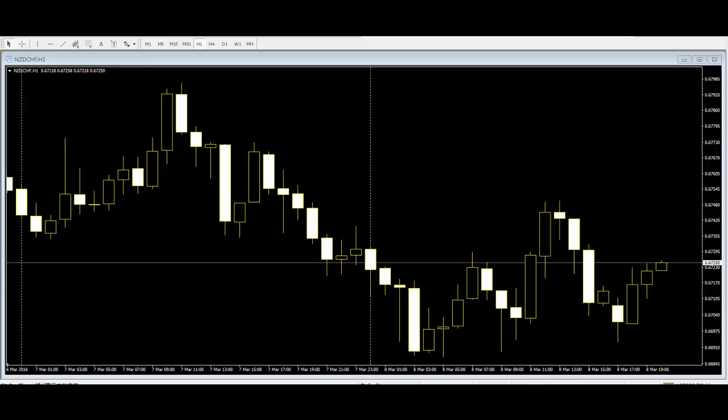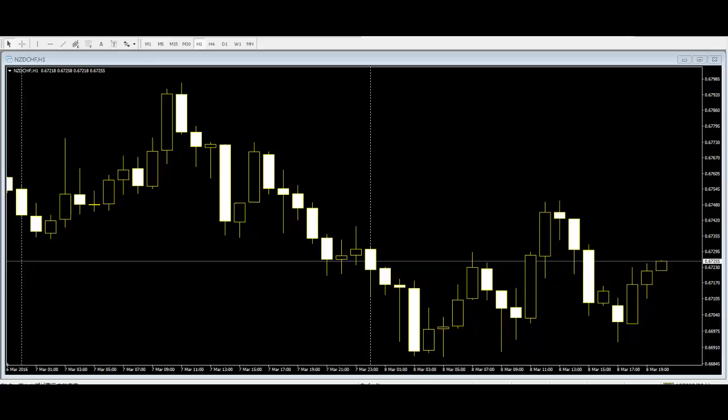The first one has to be a bullish candlestick and the second one has to be a bearish candlestick. The second candlestick has to open a little above the close price of the first candlestick, then it has to go all the way down and close somewhere above the open price of the first candlestick.